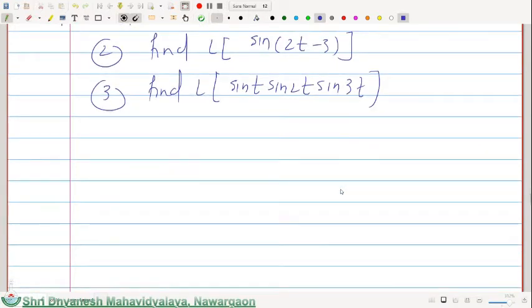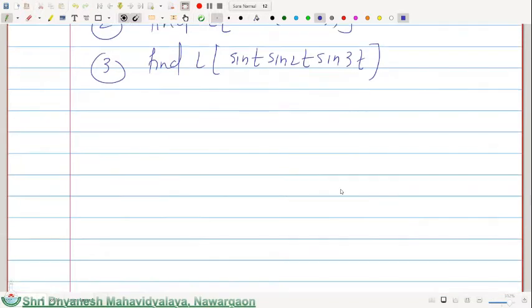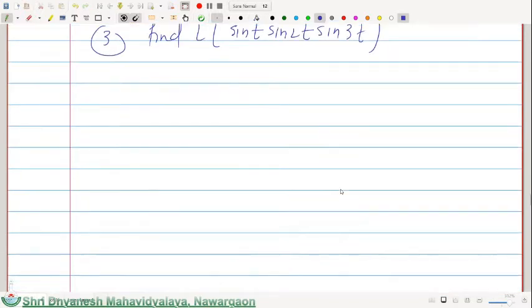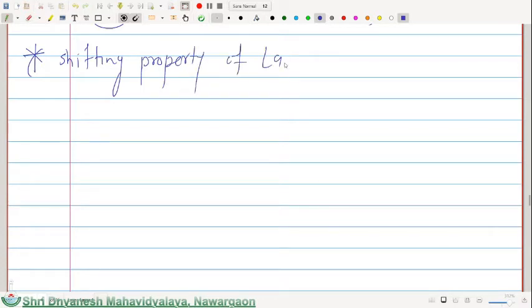The next important property of Laplace transform is the shifting property. The first property you have seen is the linearity property. Now we are going to see the shifting property of Laplace transform.